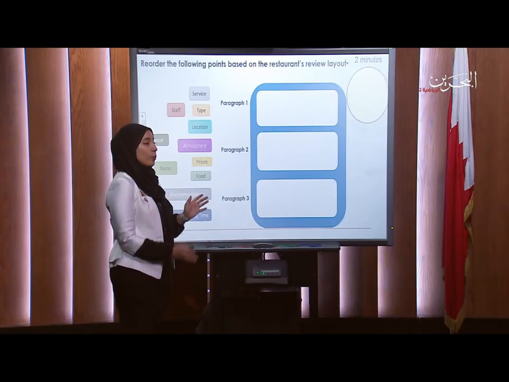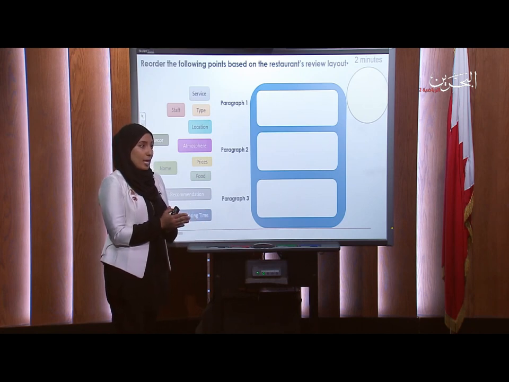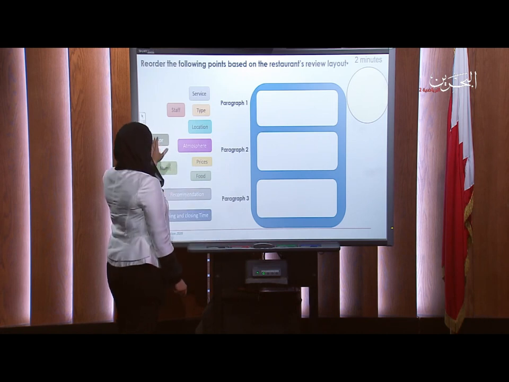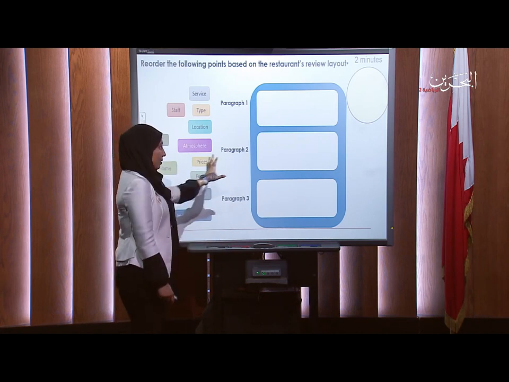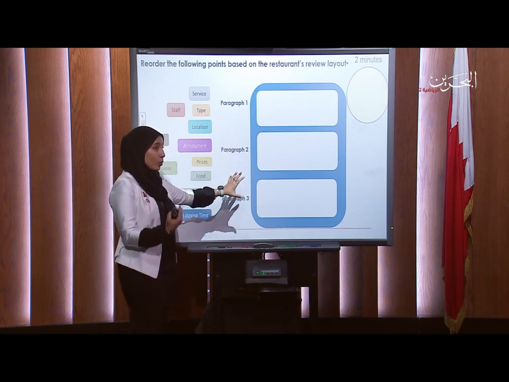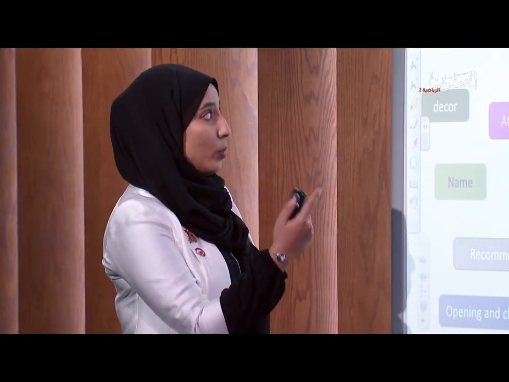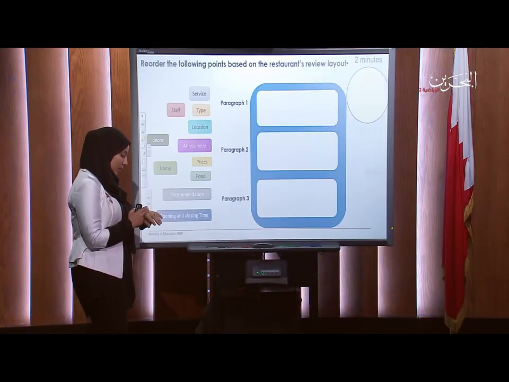Now, after we mentioned the points, what I want you to do now is take your piece of paper and reorder them. So I want you to actually draw this sheet and reorder these points based on the paragraphs, in your opinion. How should it be distributed? You have 2 minutes to do that. The time starts now.